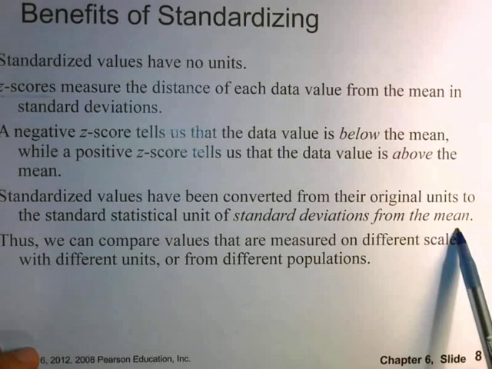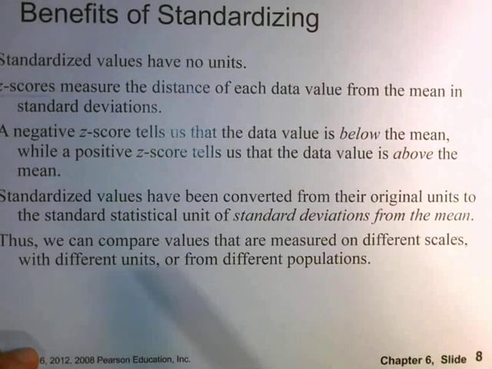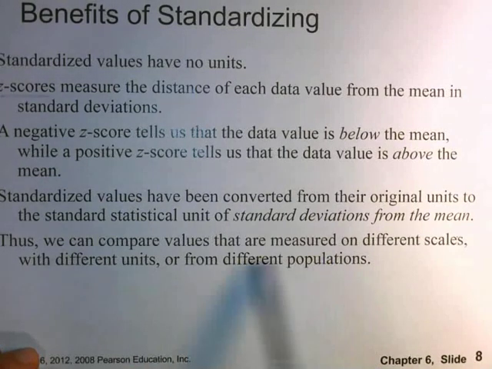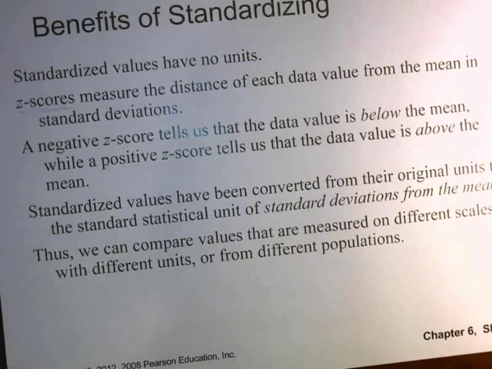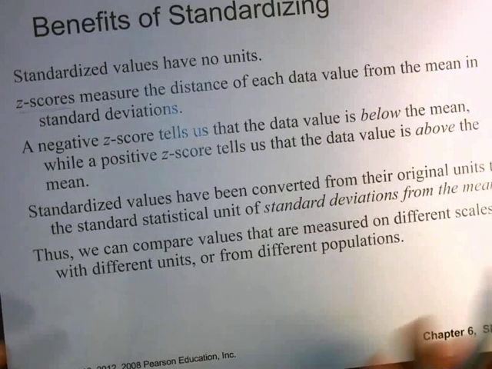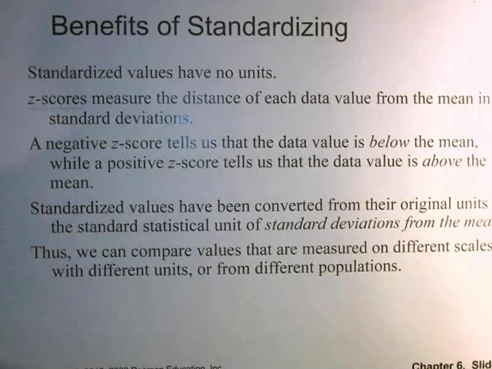These standardized values have been converted from their original units to the standard statistical unit of standard deviations away from the mean. So that is what the z-score is: it tells you how many standard deviations away a number is from the mean. It allows us to easily compare things that are measured on different scales with different units or from different populations. So the z-score is a really useful thing.